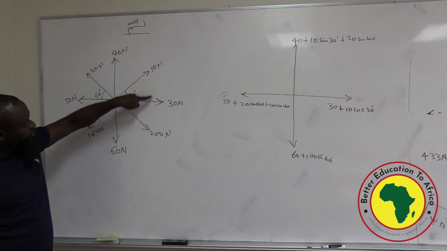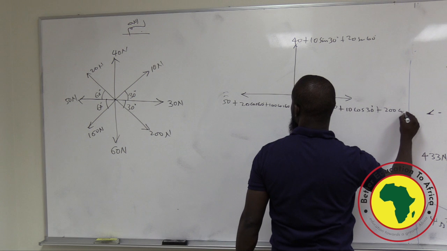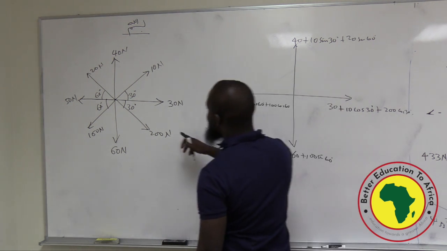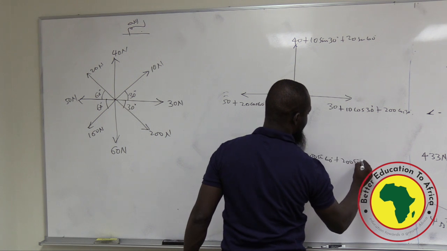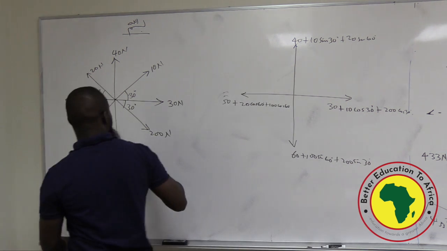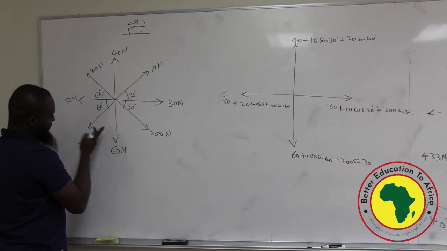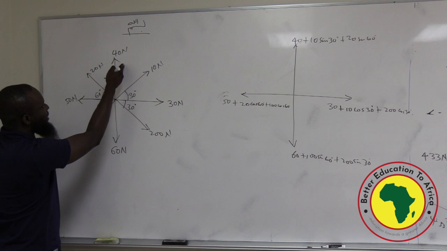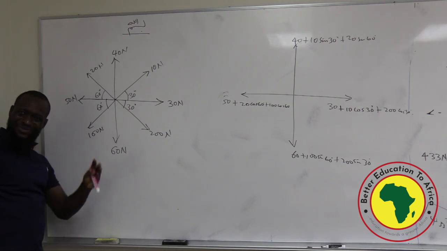200 cosine 30 is the x component. It will add to 30 or whatever was there before. 200 cos 30 degrees. And 200 sine 30 degrees will be the y component. It will go down. So be mindful of the arrow. The arrow going down comes down. X, y. Those going up, y will be up. Left, x. Those here, y will be up. X, right. You know, be mindful of that.